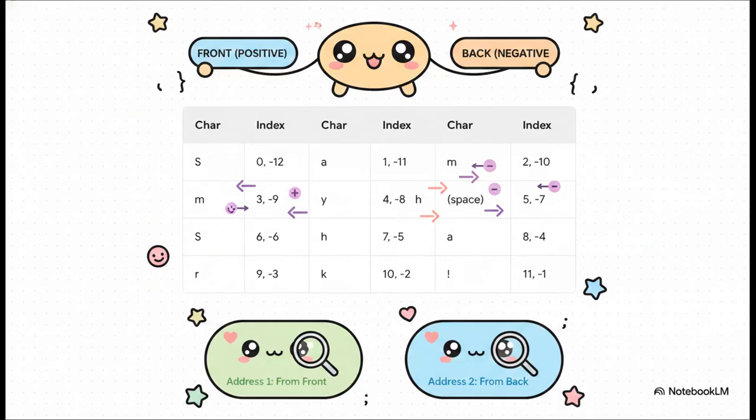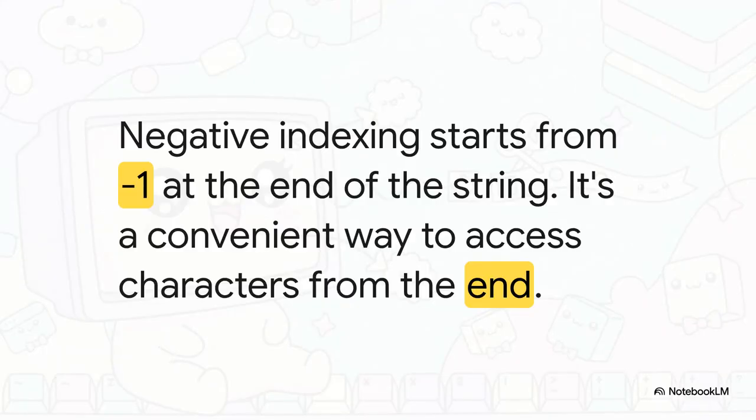Okay, check this out. We've upgraded our map. We've added a second row of numbers. It turns out that every character doesn't just have one address, it actually has two. One from the front and a negative one that counts from the back. This is negative indexing, and it is so useful.